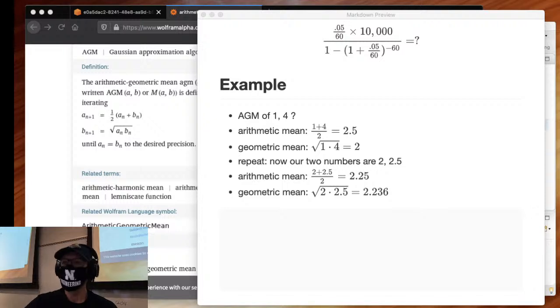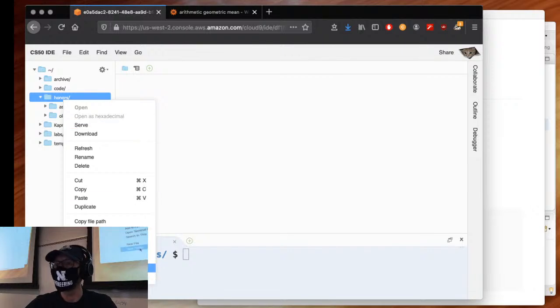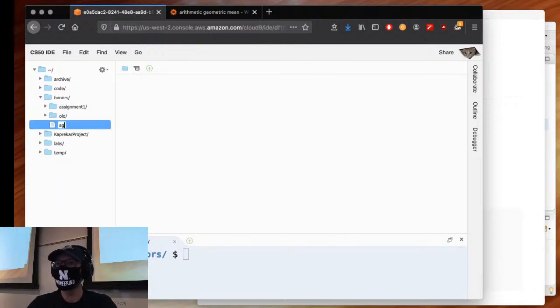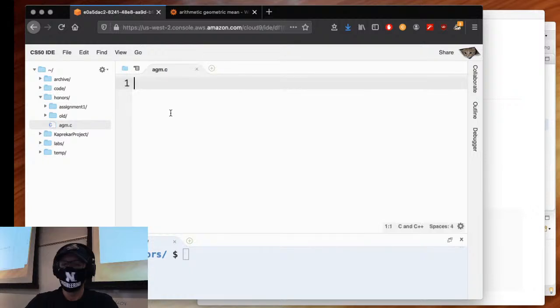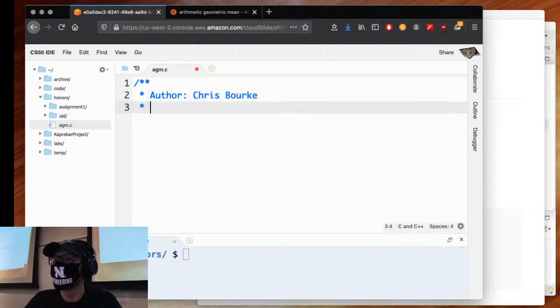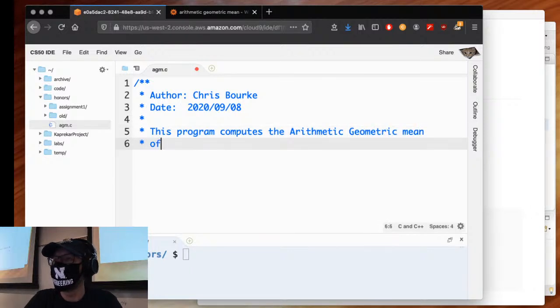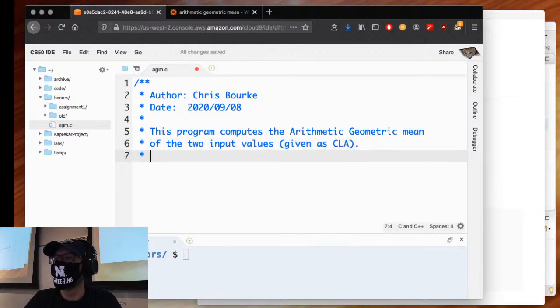So let's go ahead and do the C version of this. And I'm going to parameterize absolutely everything here. Let's go with a new file, agm.c. What's the first thing I do? Documentation. Author, me, date, 0908. And purpose: this program computes the arithmetic geometric mean of the two input values given as command line arguments. And we'll maybe eventually parameterize epsilon here, okay?